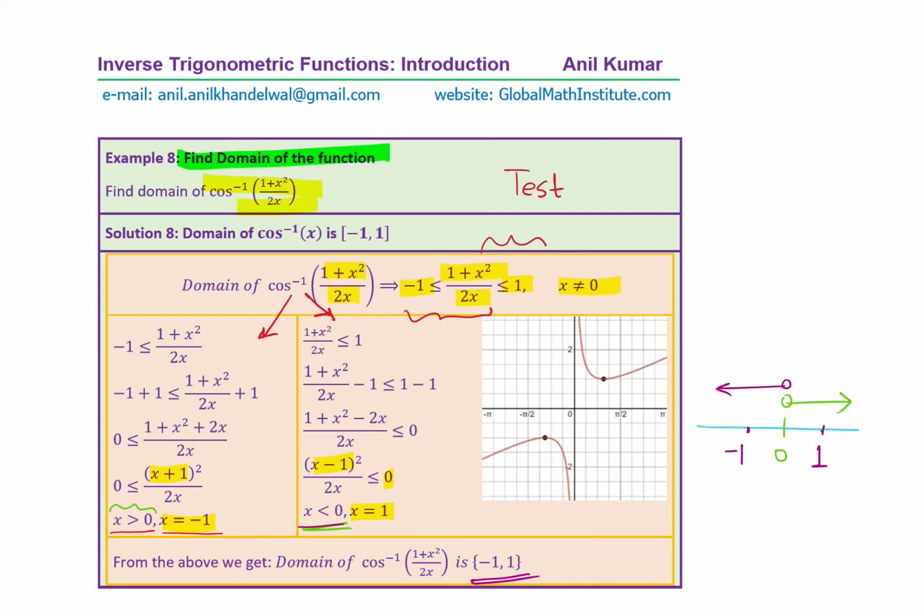So that is within our interval. Now here is a particular graph which shows you the portion. So these are the 2 points shown on the graph which represent the solution of this particular domain of the function cos inverse of (1 plus x squared) over 2x. So only for these two values we have the solution. I hope that really works.